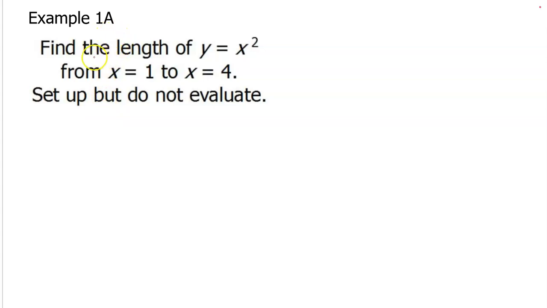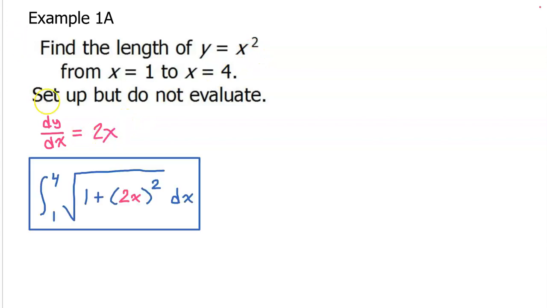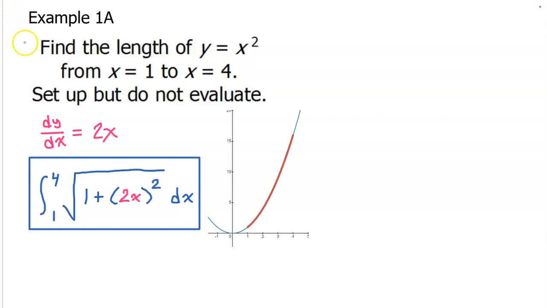Example 1a. Find the length of y equals x squared from x equals 1 to x equals 4. Set up but do not evaluate. To set up the arc length formula, we first need an expression for dy/dx, which is 2x. So the arc length from 1 to 4 would be given by the integral of the square root of 1 plus (2x) squared dx. Here's a picture of the length we just found.